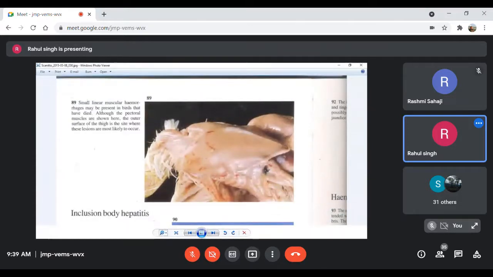Once again, the paintbrush hemorrhages on the pectoral muscles or breast muscle here. You can see paintbrush hemorrhages on the IBD affected birds.